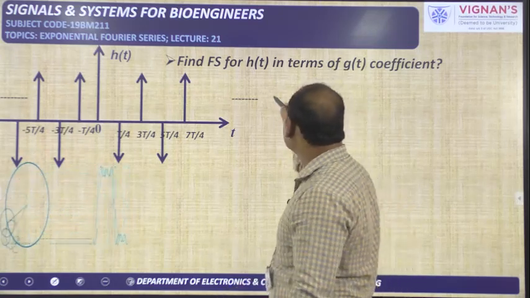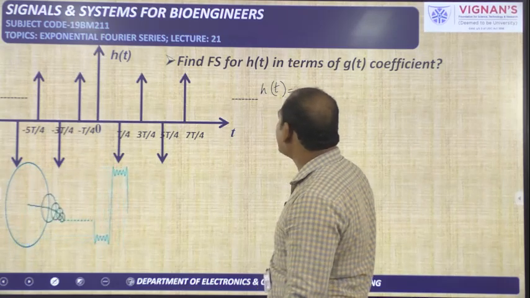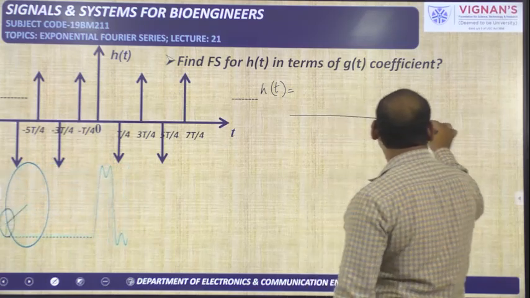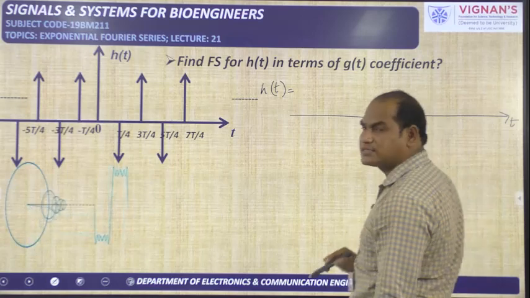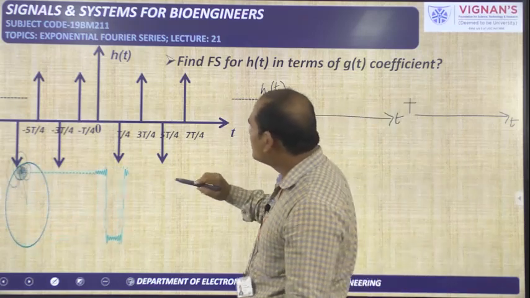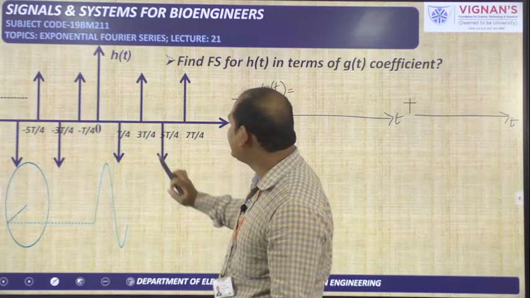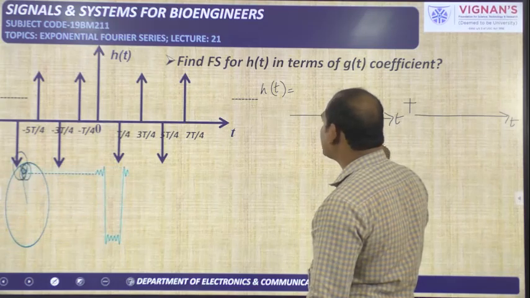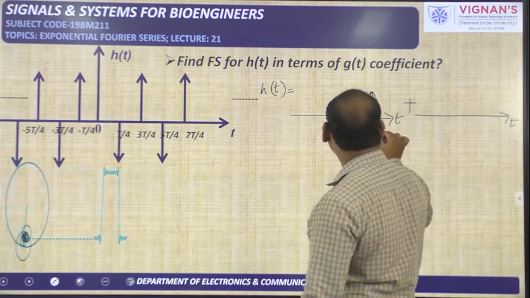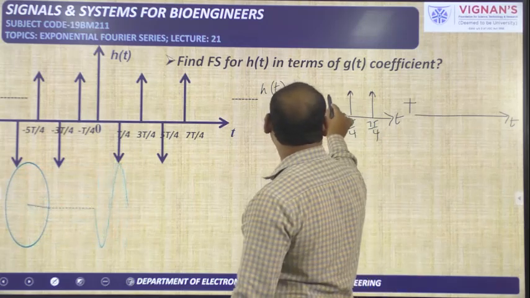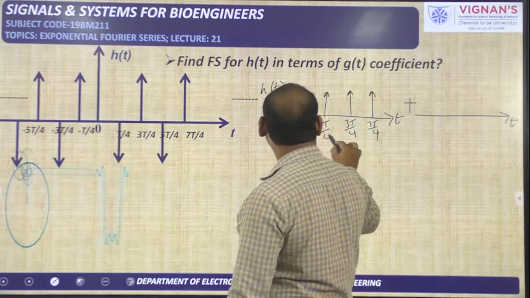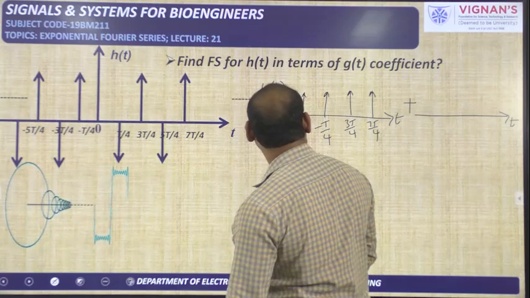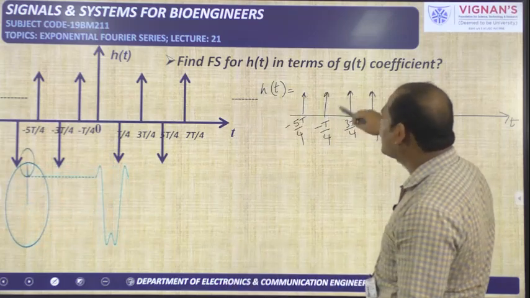So see carefully, I am drawing this h of t signal like this. First I take all the impulses above the x-axis, then I will add that signal to the signal which has all the impulses below the x-axis. Above the x-axis, one impulse is available at 3T by 4. The next impulse is at 7T by 4. On this side, an impulse is available at minus T by 4, and the next at minus 5T by 4. Okay, so these are the impulses I have taken above the x-axis.